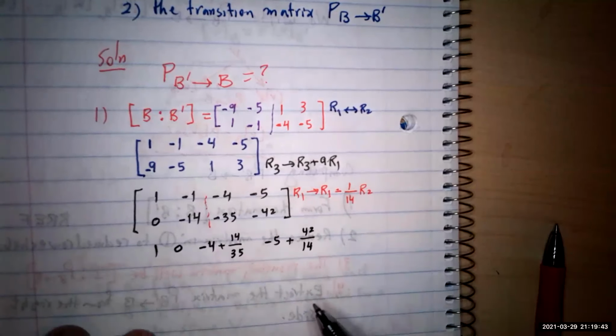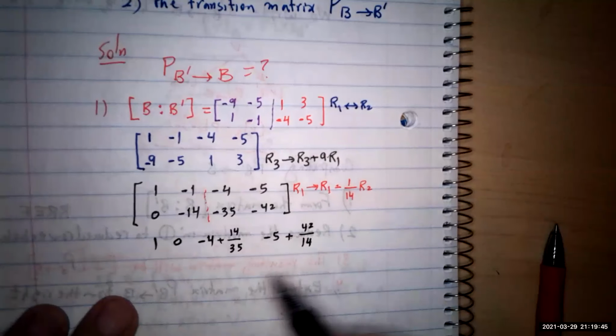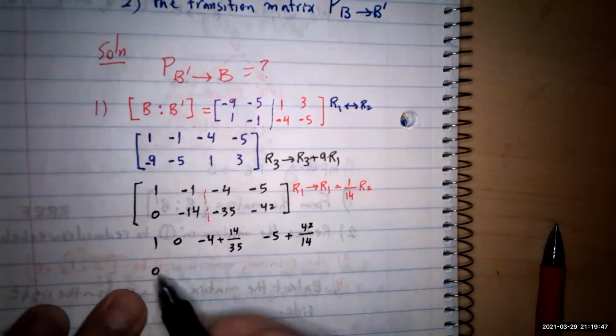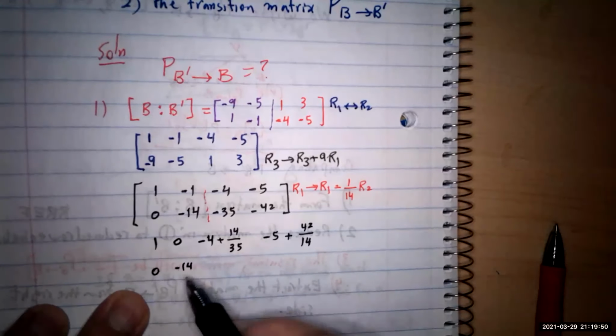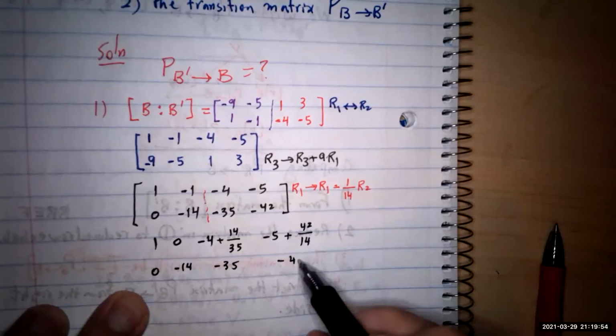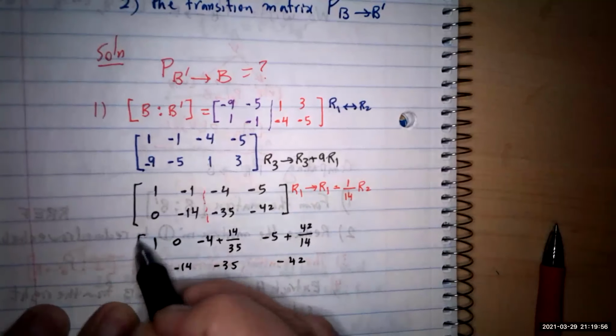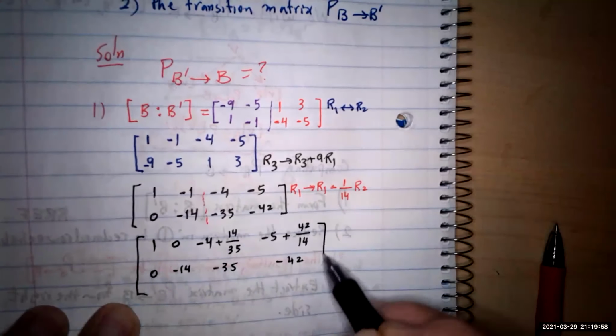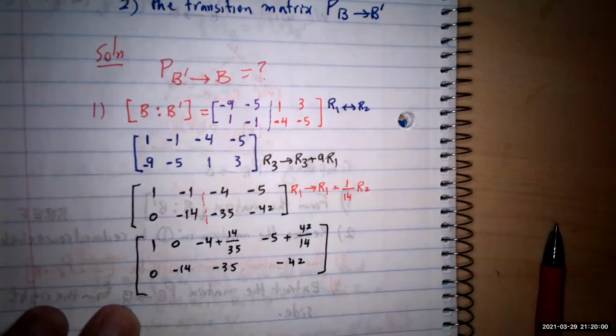Okay, so that's going to be nice in a minute. So this is going to be a 0. We get the negative 14, negative 35, and the negative 42. Okay, these are going to be the 1. So a little bit simplify it and then nicely put them together.